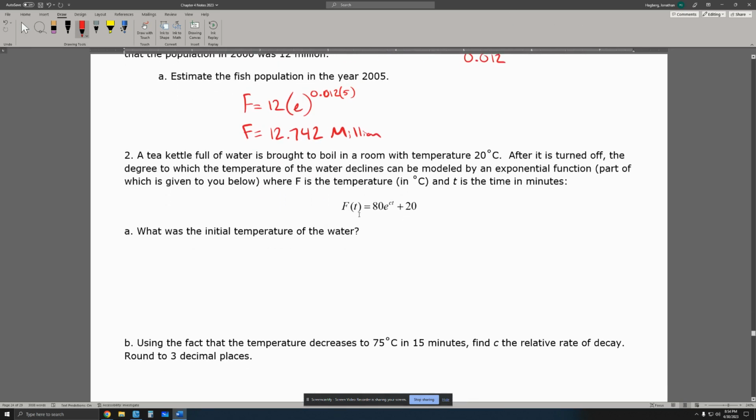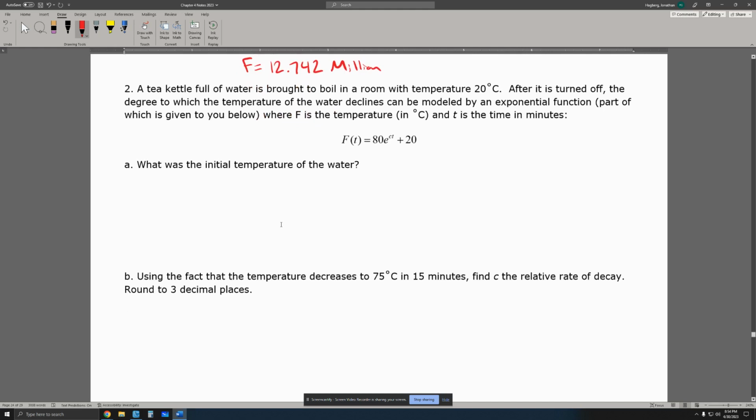Number 2. A tea kettle full of water is brought to a boil in a room with temperature 20 degrees Celsius. After it's turned off, the degree to which the temperature of the water declines can be modeled by the exponential function given below, where f is the temperature in Celsius and t is the time in minutes. What was the initial temperature of the water?